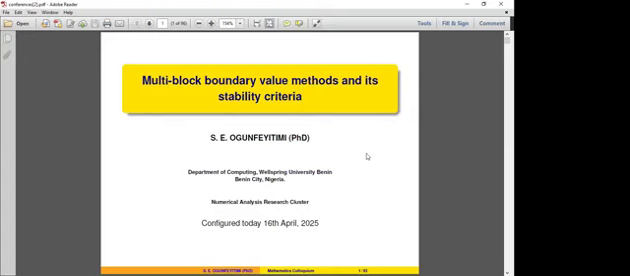Dr. Mark, please, can you go on with your question? Yeah, thank you very much for the presentation. It was quite a wonderful one, though I didn't start from the beginning of the presentation, but I think it makes a whole lot of sense. But I want to ask, this multi-block boundary value method and its stability criteria, is it majorly for just first order problems? Does it extend to others greater than 1?